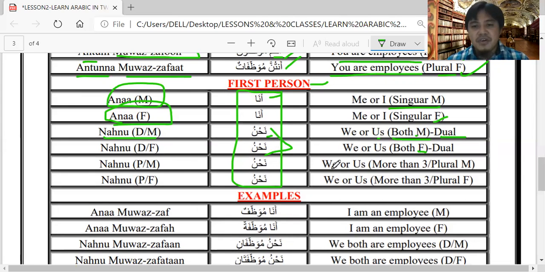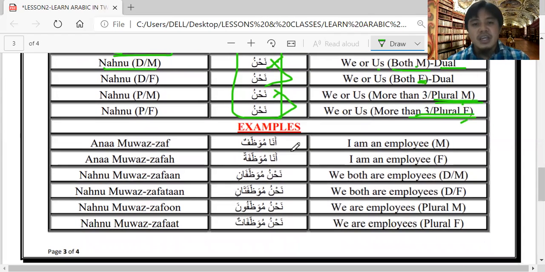نحن. And for the plural males and plural females, the same. نحن. So meaning in the first person, we are only having two words, ana and nahnu. Ana can be used for singular male. Ana can be used for singular female. Then after that, focus on the second word, nahnu. Nahnu can be used for both or dual male and dual female. And nahnu can be used for plural male and plural female.